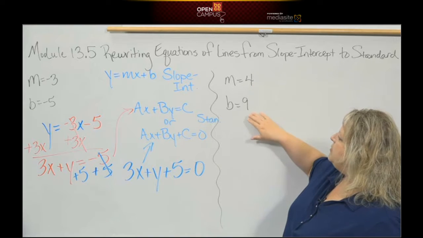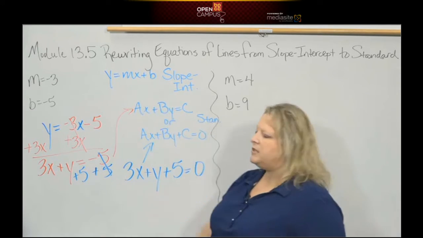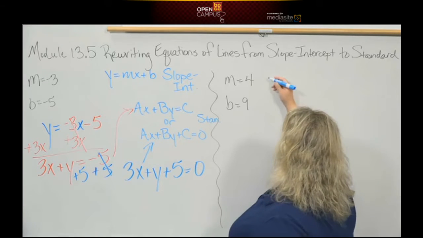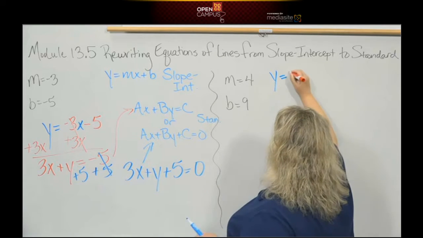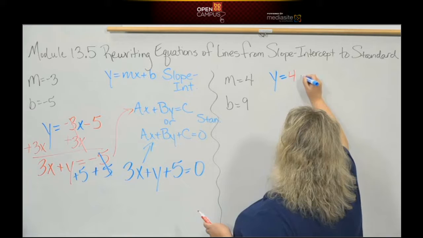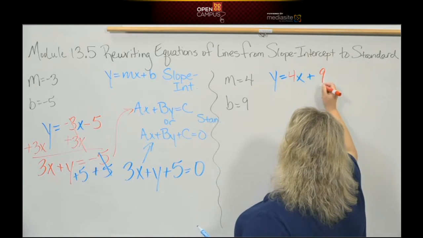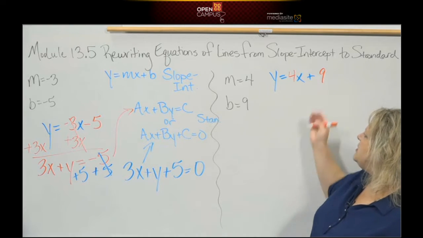All right. So now let's look at this one. I have m is equal to 4, b is equal to 9. So let's take these two values, substitute it in place of m and b in our slope-intercept form. So we have y is equal to m. M is 4, so 4x plus b. B is 9, and it's positive, so I can leave the plus there. So again, I have 4x plus 9.